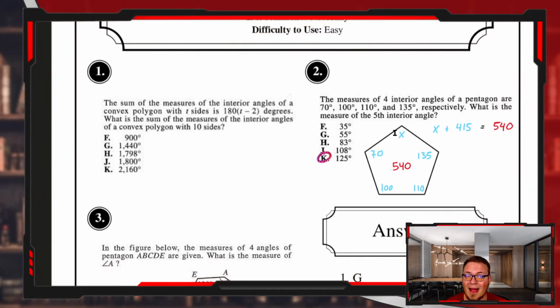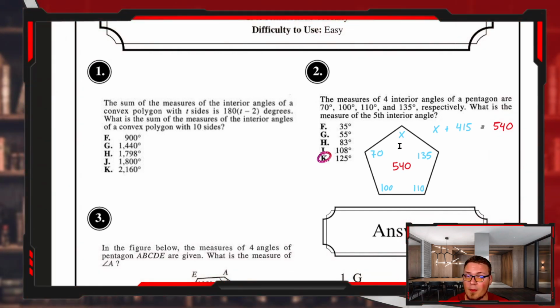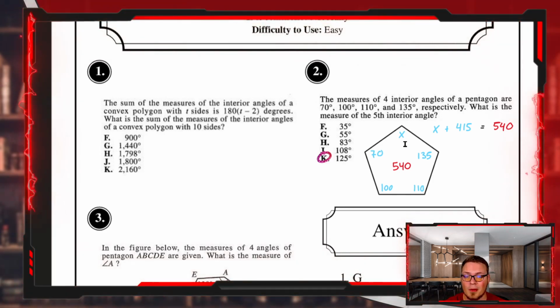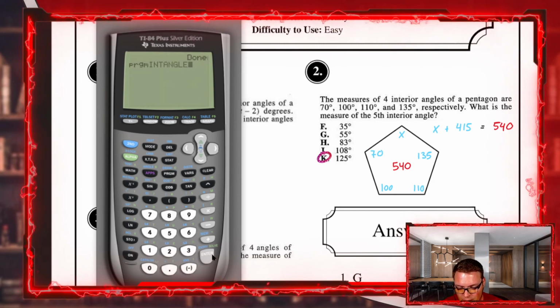Now, in order to find x, I need to know the total number of degrees on the inside of this shape. Some of you might already remember that there's a formula that does that for us. The program has that formula built into it. So let's go ahead and run the Intangle program on our calculators.